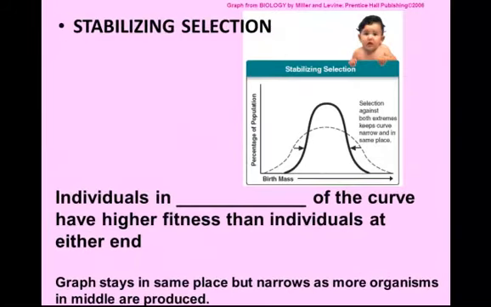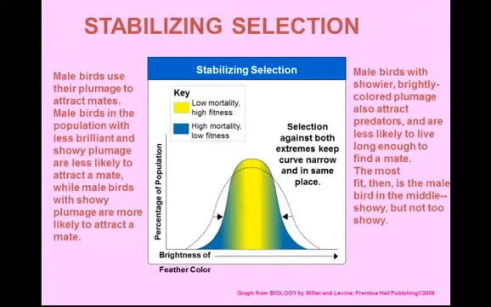The second kind of pattern that we see is called stabilizing selection. In stabilizing selection, individuals at the center of the curve have higher fitness than either end. And the graph is going to stay in the same place but narrows. The middle is going to increase and the sides are going to decrease.